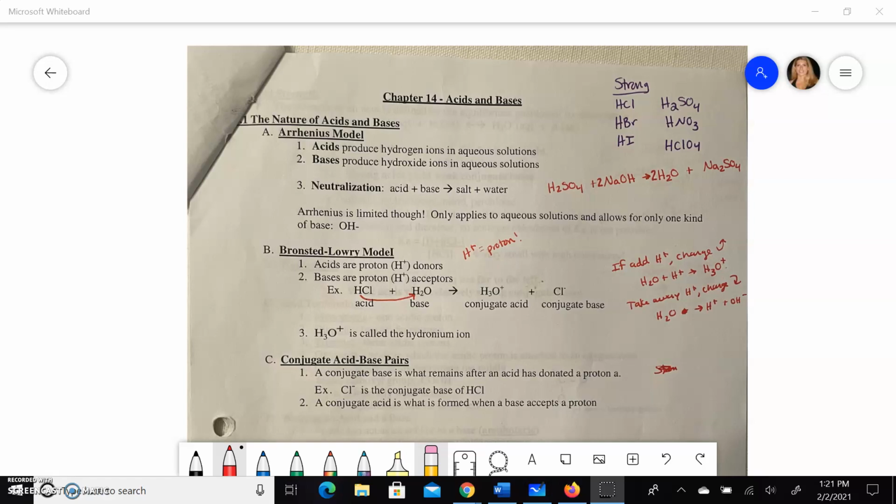All right, this video is going to start chapter 14, and this is going all the way back to acids and bases. So the first part of this chapter is just kind of reviewing some of the stuff that you guys learned in honors chemistry about acids and bases. So let's just start with the Arrhenius model. Well, first of all, let me just go over acids and bases in general.